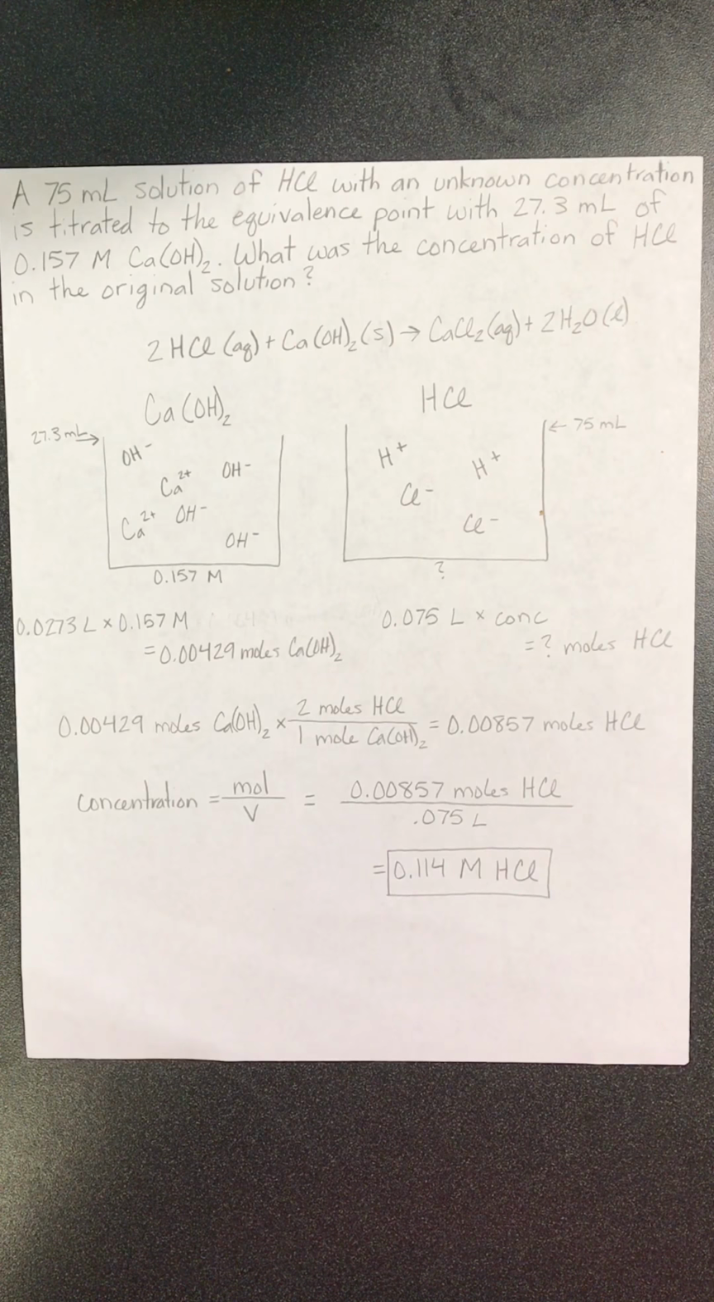From this problem, we know that a solution of HCl has a volume of 75 milliliters, but we do not know the concentration. We also know that a solution of calcium hydroxide has a volume of 27.3 milliliters and a concentration of 0.157 moles per liter. We are trying to find the concentration of the original HCl solution.